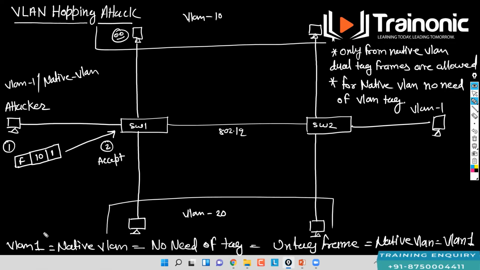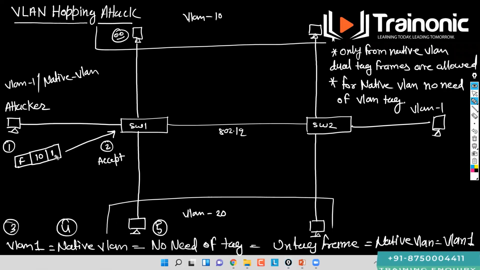Now switch 2 will start its logic. Traffic is coming: the dual tag frame is generated and forwarded to the switch. Switch 2 will accept it because only from the native VLAN are dual tag frames allowed, and for the native VLAN there is no need of a VLAN tag. The traffic is coming from VLAN 1, which is the native VLAN, so no need of a tag.